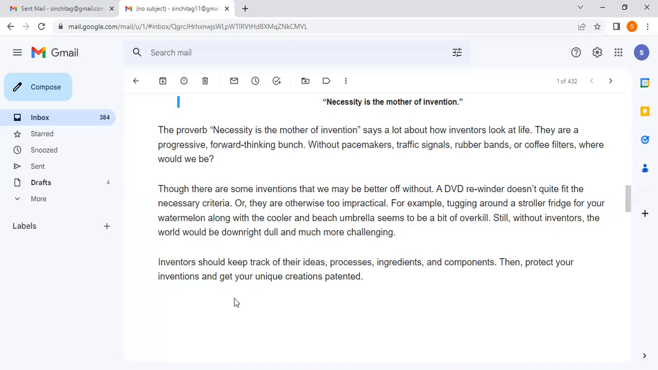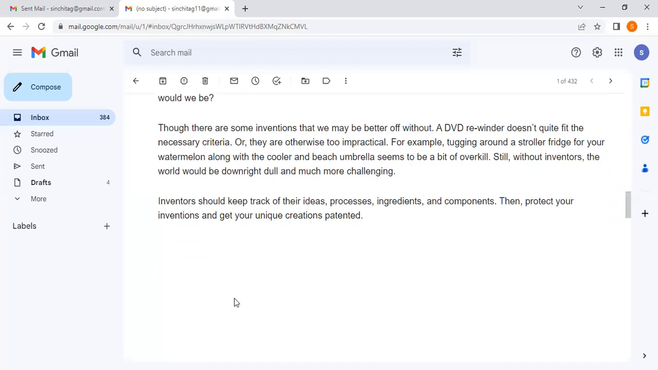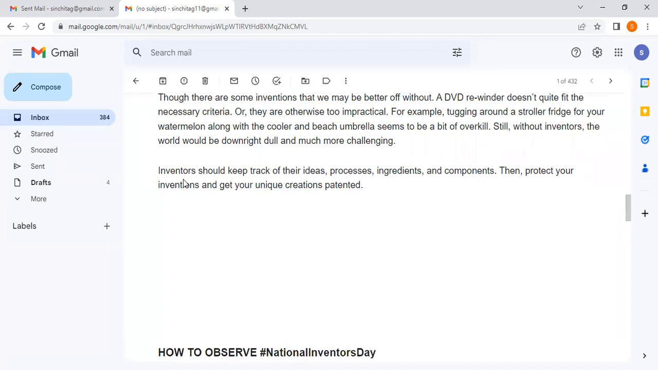Okay, now read this line. Inventors should keep track of their ideas, process, ingredients and components. Then protect your inventions and get your unique creations patented.